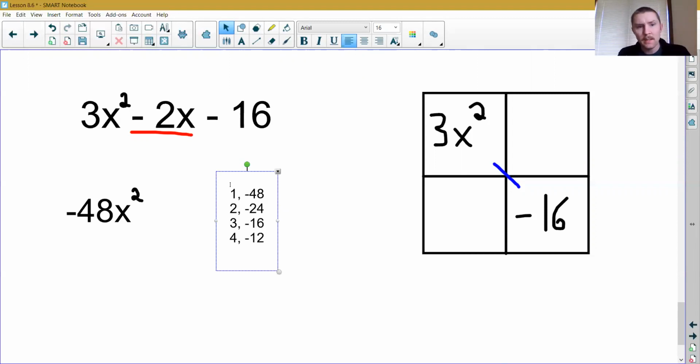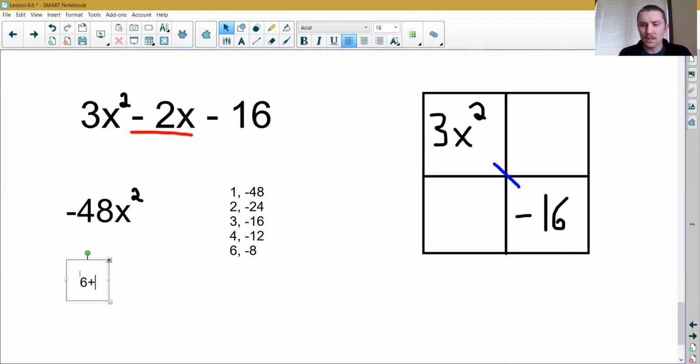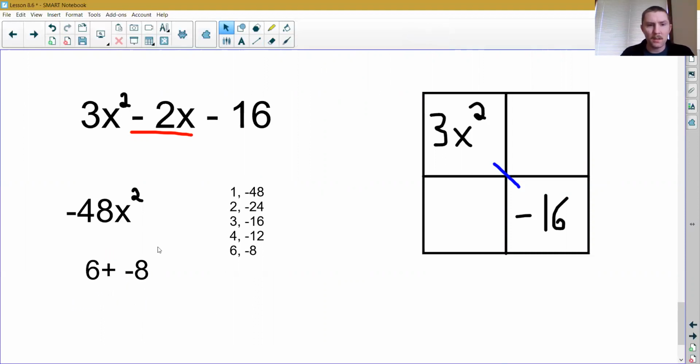So we're getting closer. I could do, let's see, 5 won't work, but I could do 6 and a negative 8. Hey, 6 plus negative 8. Right? What is 6 plus a negative 8? 6 plus a negative 8 would make negative 2. Excellent. So there's the two numbers that I need to fill in my window.